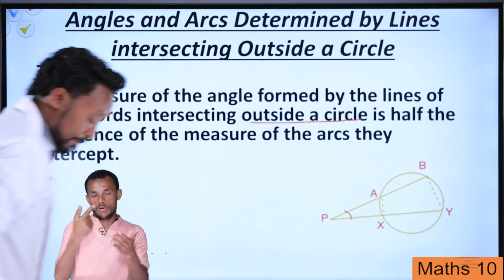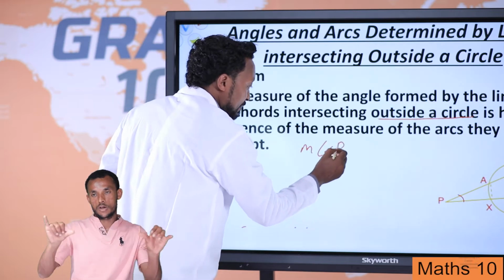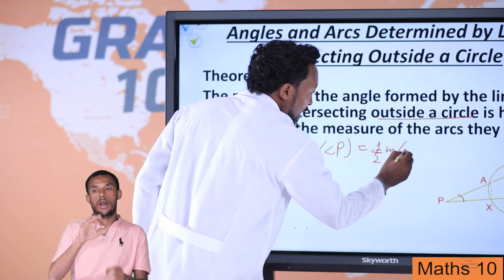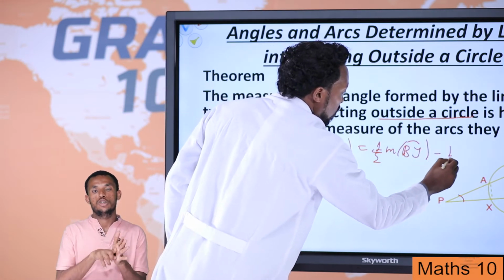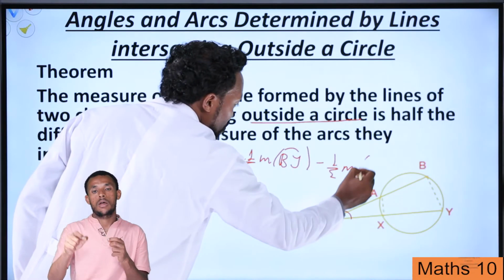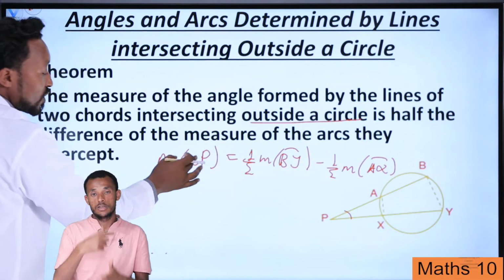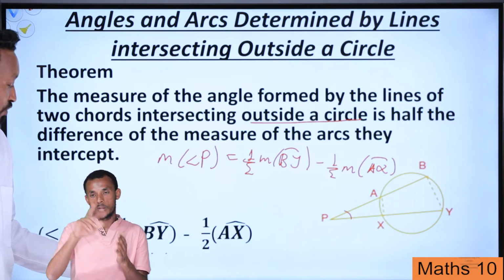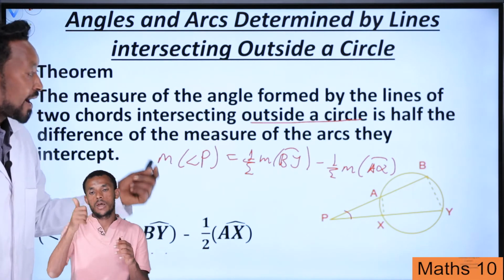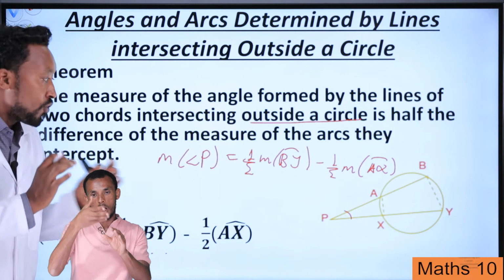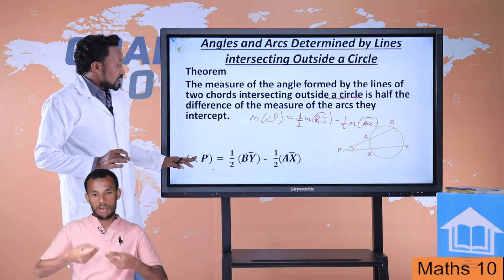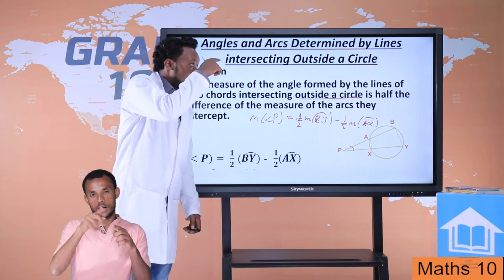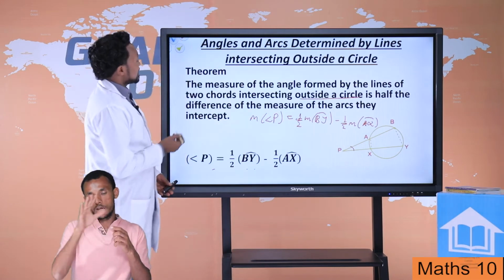Therefore, the measure of this angle P is the same as half of the measure of the larger arc BY minus half of the measure of the smaller arc AX. Therefore, two lines intersecting outside a circle at a common point P form an angle that is half of the difference of the intercepted larger arc and the smaller arc. This is the idea.